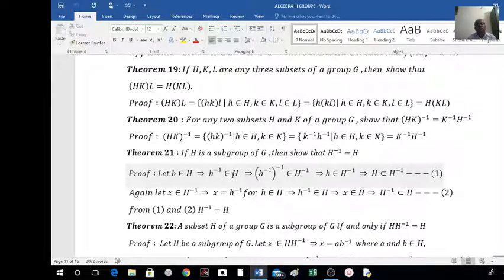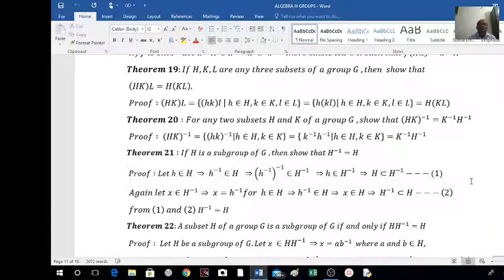Now, if h inverse belongs to H, then taking inverses on both sides, the inverse of h inverse belongs to H inverse. What is this quantity? This is nothing but h. So this implies h belongs to H inverse. I have taken h belongs to H, and finally I have proved that h belongs to H inverse. That is, every element of H is an element of H inverse. This shows that H is a subset of H inverse. I will take this as 1.